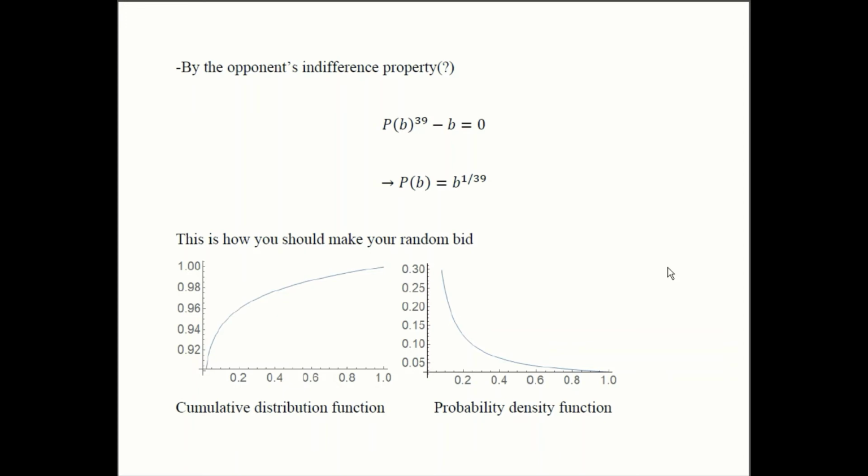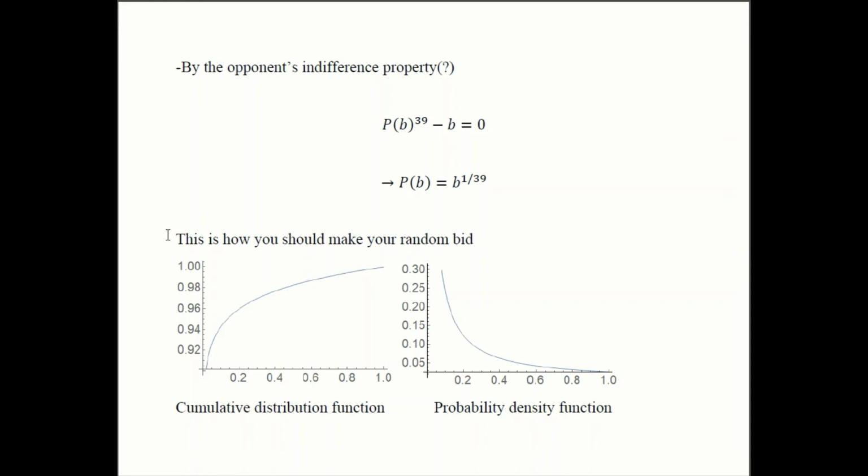Your book, by a rather dubious claim, says that you can use the opponent's indifference property. I'm not quite sure that actually is a proper understanding of the opponent's indifference property, but it does give the right result, so that's why I stuck with it in class. You set it equal to 0, and then you solve for P of B, and you get that P of B is going to be B raised to the power of 1 over 39. This big P of B is your cumulative distribution function.